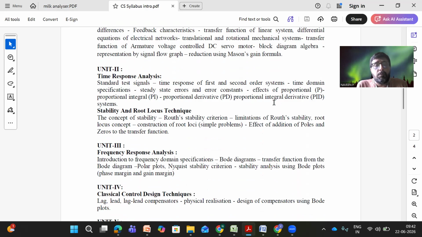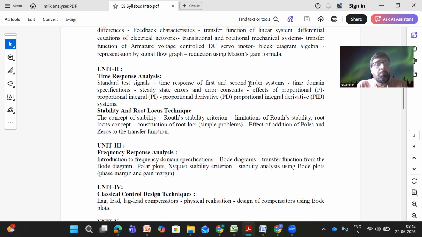First, we need to discuss various types of signals that are used in testing a system. Next, we need to know what is the order of a system and what is the type of a system. Then we can understand the time response of a system corresponding to first order and second order systems. That is limited to only second order systems. You don't go for third, fourth or fifth order systems for time response analysis. And we need to know the time domain specifications, specifically for second order systems.